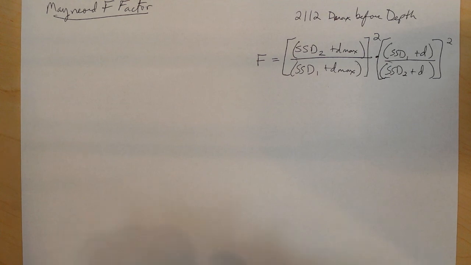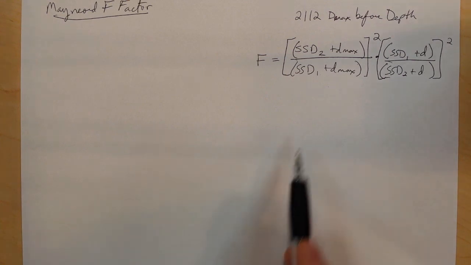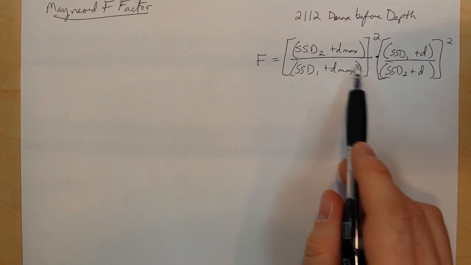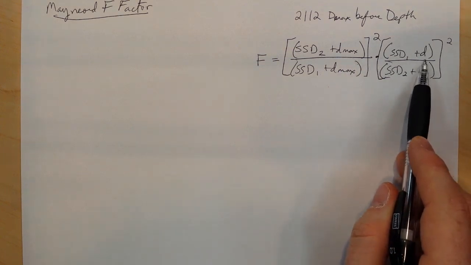The Mayneord F factor is used when you have a machine that's calibrated at 100 centimeter SSD and the physician wants to treat at a different SSD, whether that be 80 centimeter SSD or 130 centimeter SSD. More often than not, the physician will choose to treat at a larger SSD because it's usually some sort of a spine field where they can't get the entire spine into the collimator size, so you have to treat at an extended distance. Most likely your board exam question will be to calculate the Mayneord F factor for these two different SSDs for this energy at D max and calculate it to this depth.